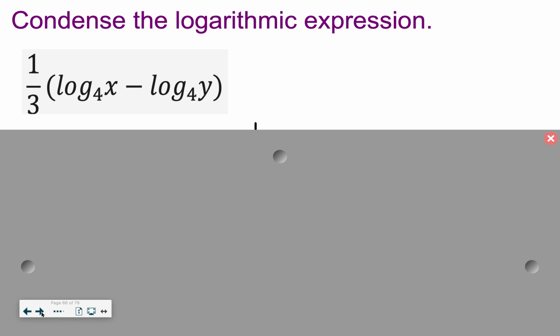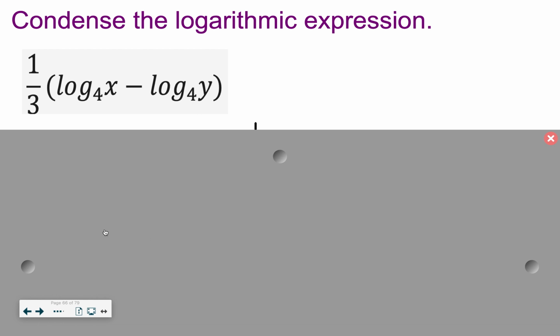Okay, so you will be asked to use these laws to condense and expand. So let's condense this log. So take a second and look at it. We have 1/3 times log base 4 of x minus log base 4 of y. I should comment because I haven't yet said this, but your bases here need to be the same in order to use these laws. They can't be different. So, okay, great. They are.